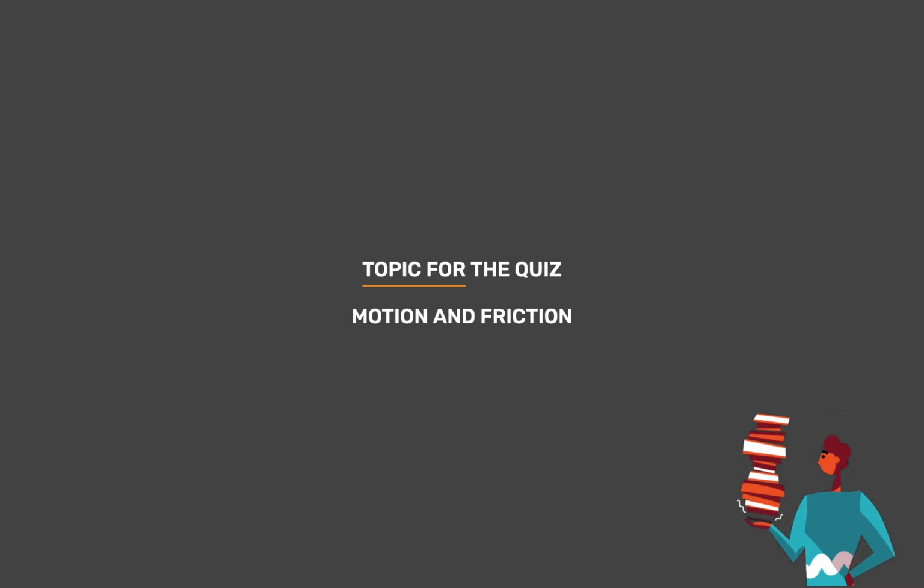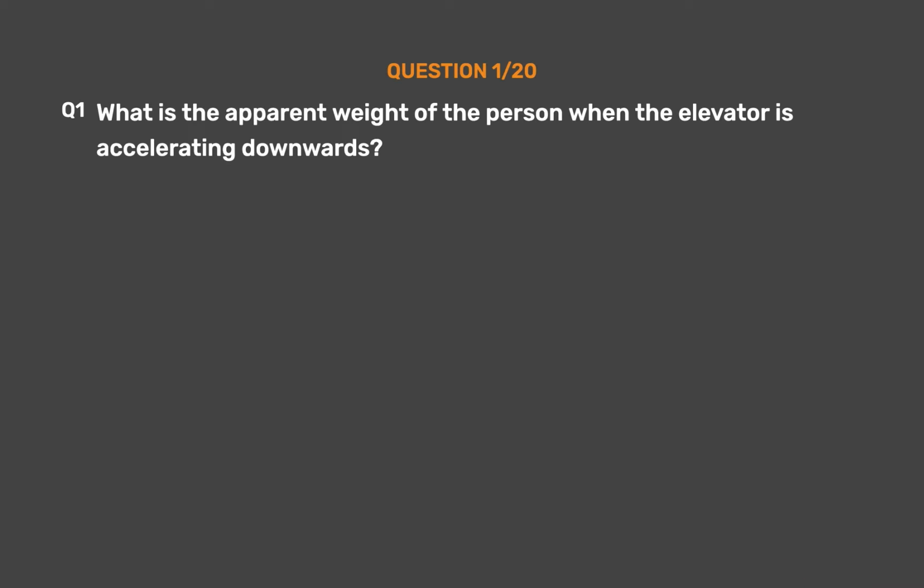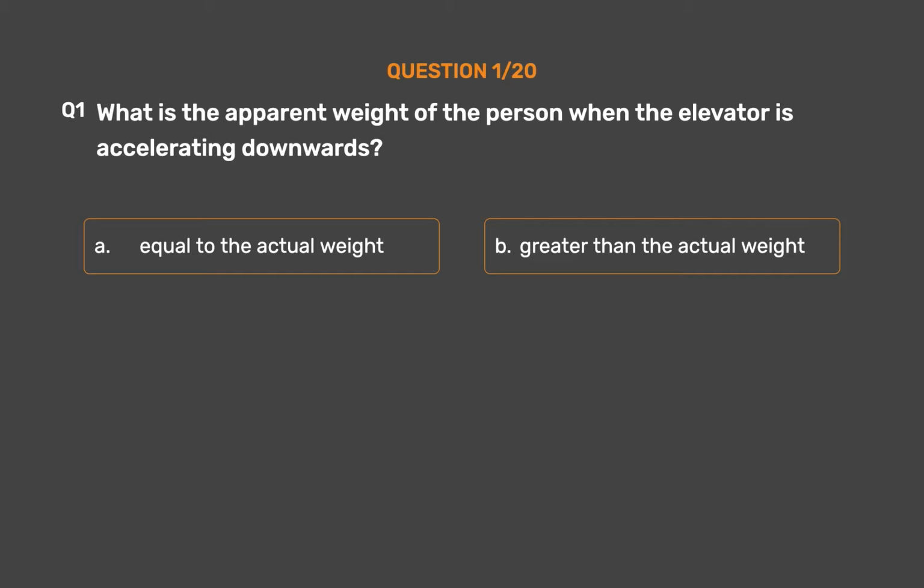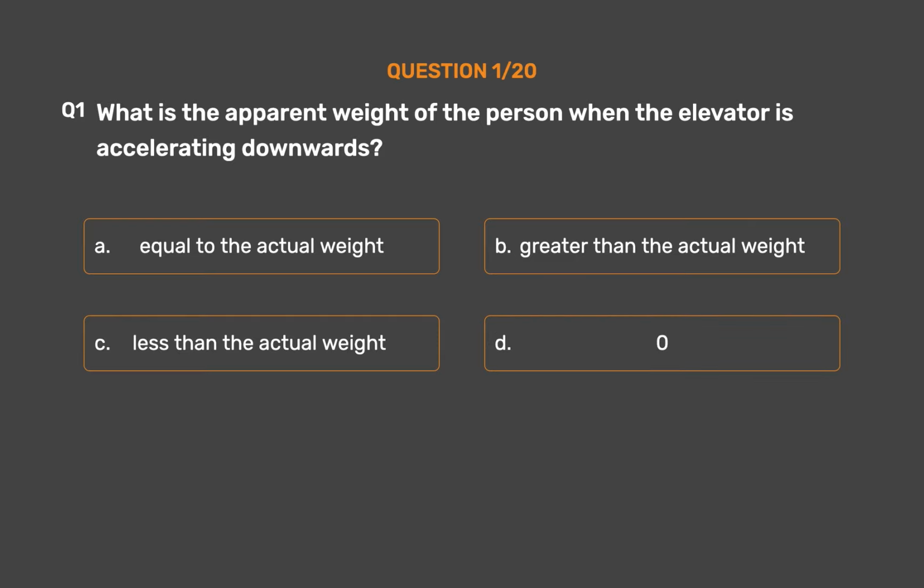Topic for today's quiz is motion and friction. Question number 1. What is the apparent weight of the person when the elevator is accelerating downwards? Option A. Equal to the actual weight. Option B. Greater than the actual weight. Option C. Less than the actual weight. Option D. 0.